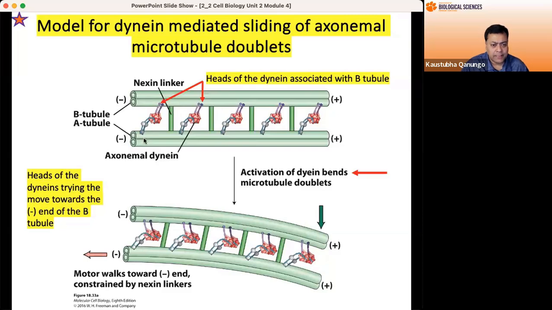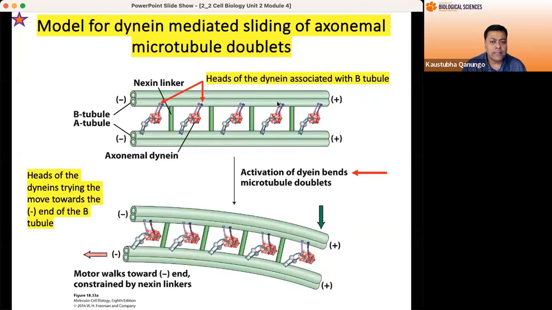So remember that when you have the activation, the head of the dynein is trying to move towards the minus end. From here, they're trying to move forward, and they are all in a single sheath. They are connected with these nexin molecules. These are the nexin linkers.